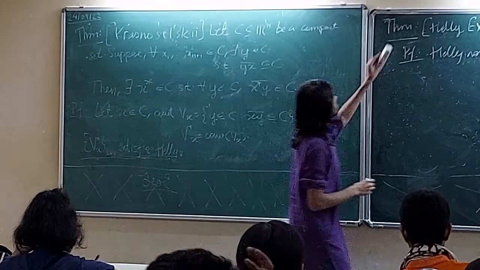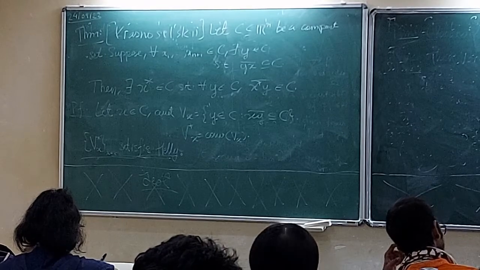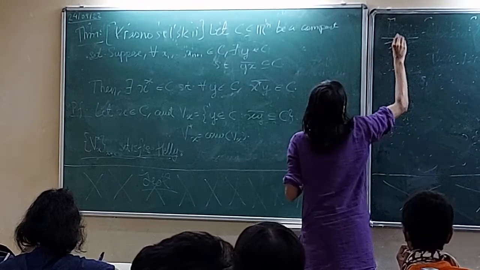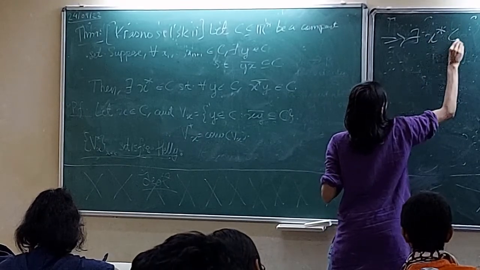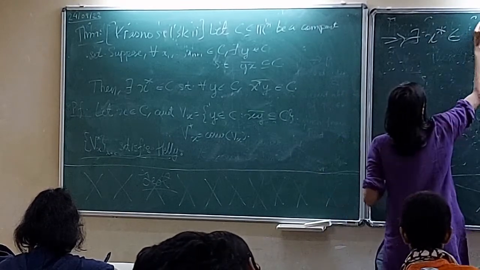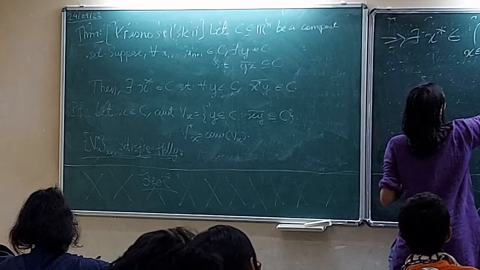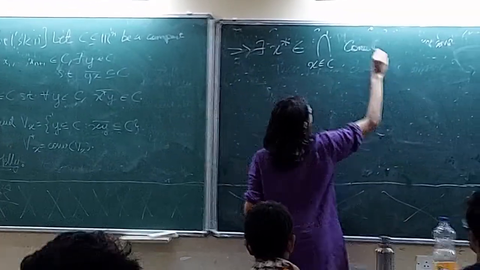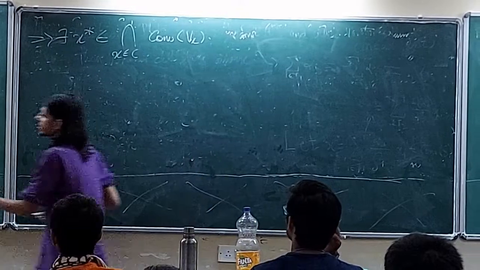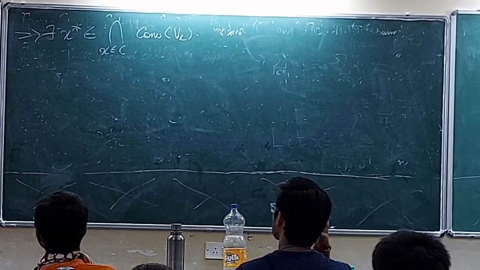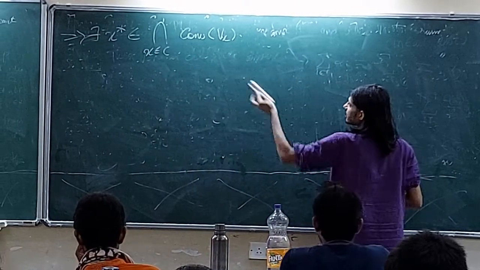So there is a point x star that belongs to the intersection over x in C of the convex hull of Vx. Because we are still stuck with the V star x. We've taken the convex hull so that we can use Helly's theorem, right? So it's in the intersection of the convex hulls of Vx.